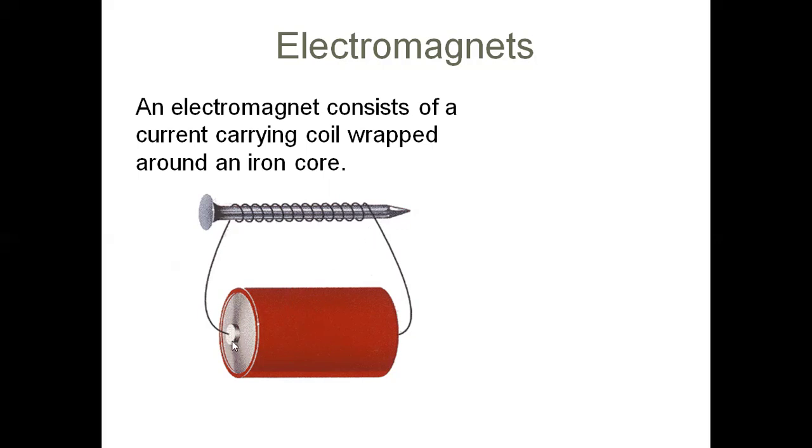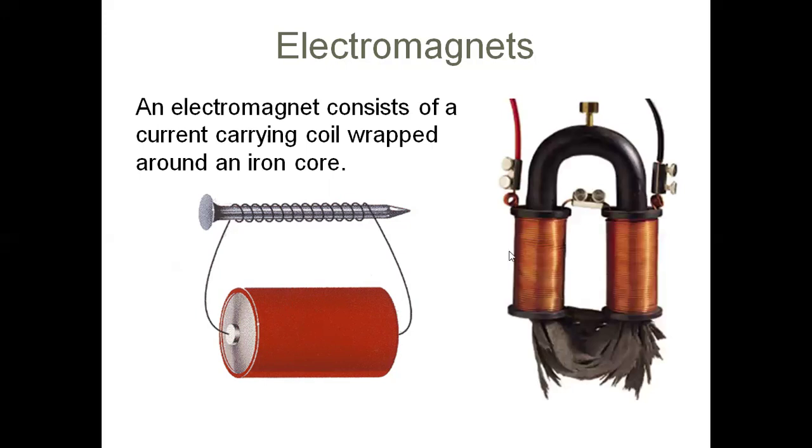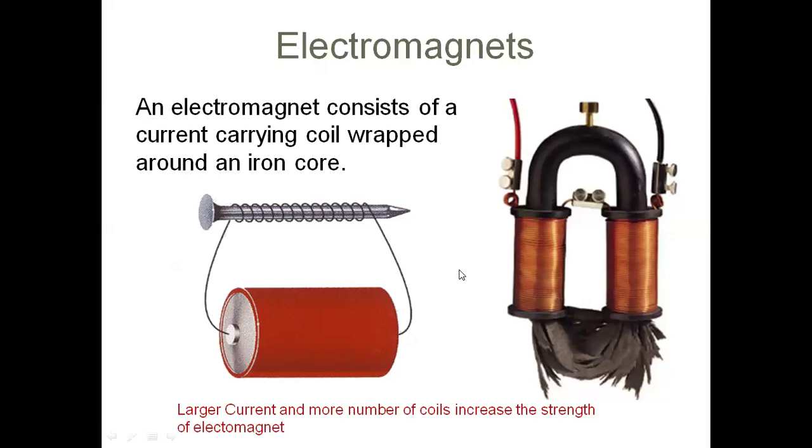So if this is the positive side of the battery, it means the current is downwards here on the front side. If the current is downward, when we hold it in our right hand, the pointed end of the nail will be north. You can check it yourselves. This is also an electromagnet. Larger current and more number of coils increase the strength of the electromagnet.